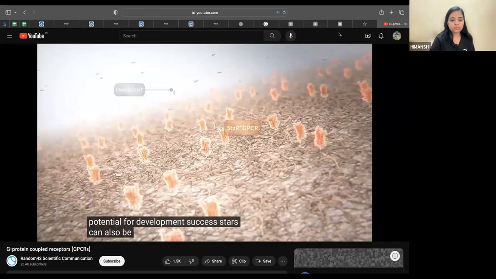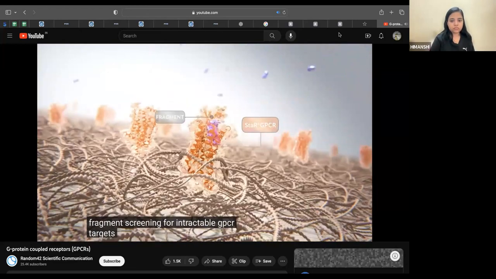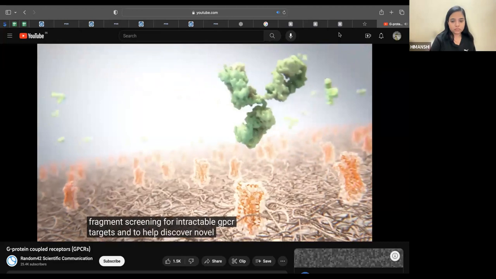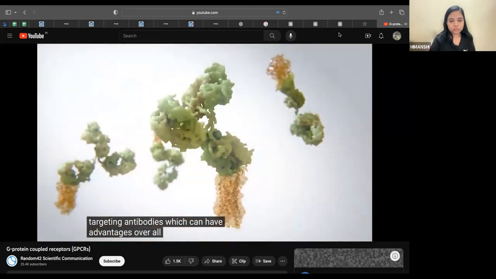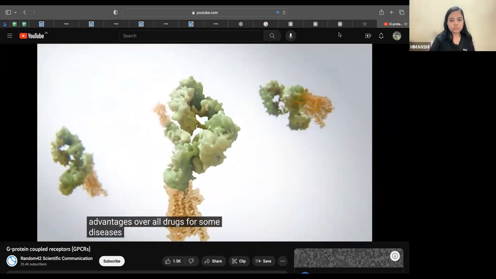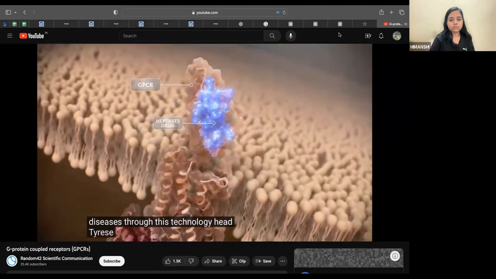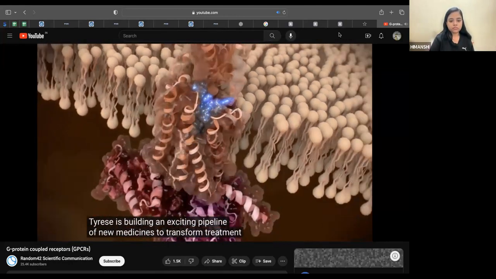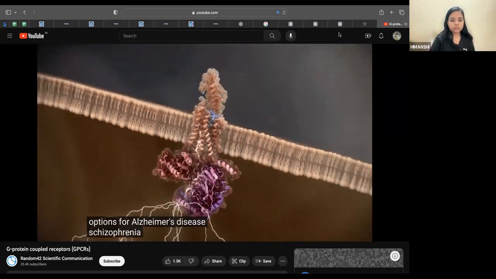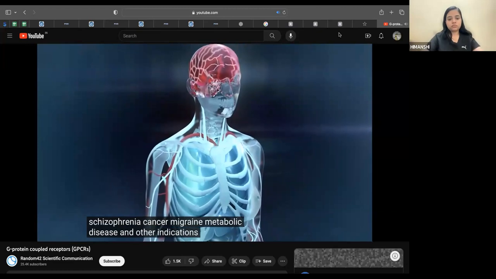STARs can also be used to unlock the power of fragment screening for intractable GPCR targets and to help discover novel GPCR targeting antibodies, which can have advantages over oral drugs for some diseases. Through this technology, Heptares is building an exciting pipeline of new medicines to transform treatment options for Alzheimer's disease, schizophrenia, cancer, migraine, metabolic disease, and other indications.